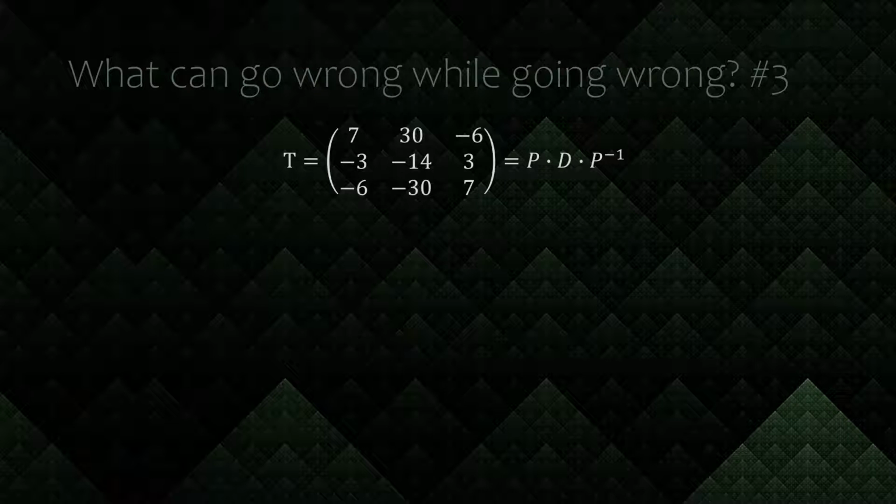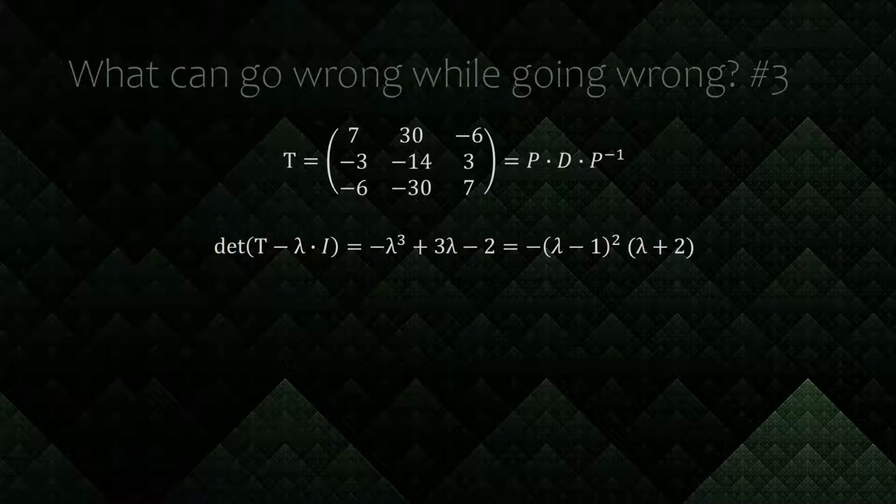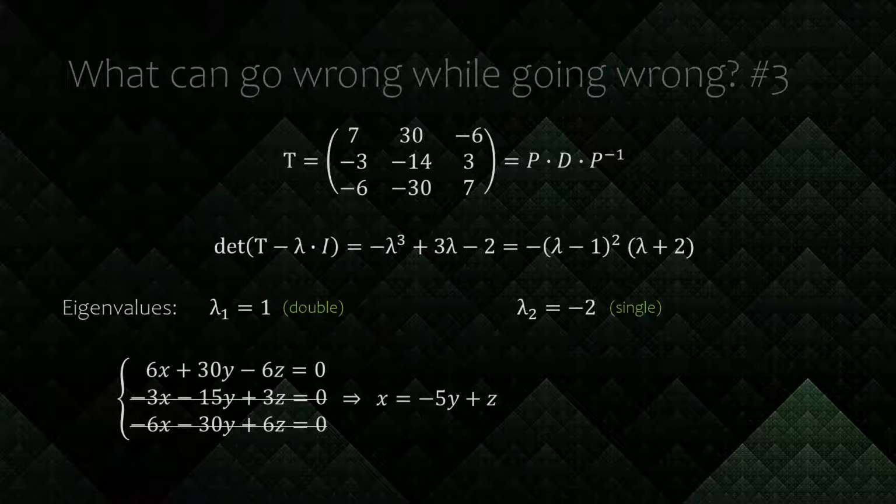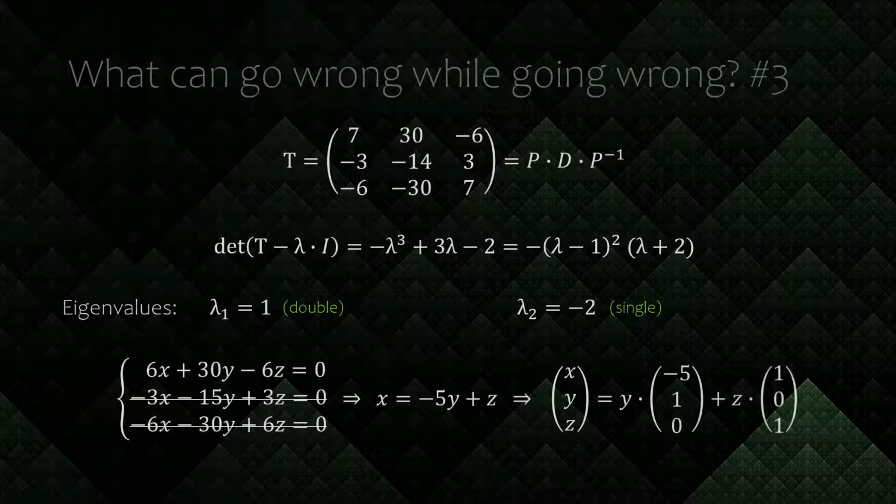Let's consider another example, which, by coincidence, has exactly the same characteristic polynomial as the previous one, and by that, the same eigenvalues. To find the eigenvectors, we write down the matrix equation, change it into the system of equations, and simplify it. Now, we can notice that all of the equations are the same, so we cross out 2 of them and derive the formula for one variable, for example x. Next, we write down the xyz vector as the linear combination with scalars y and z.